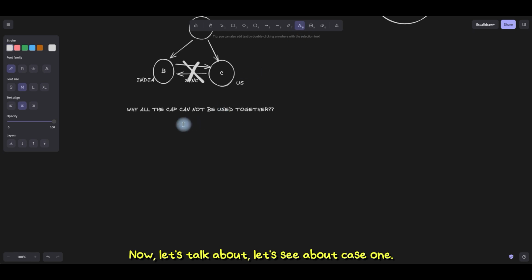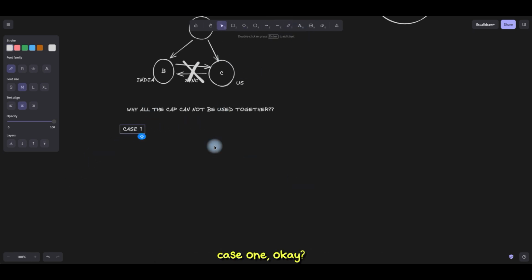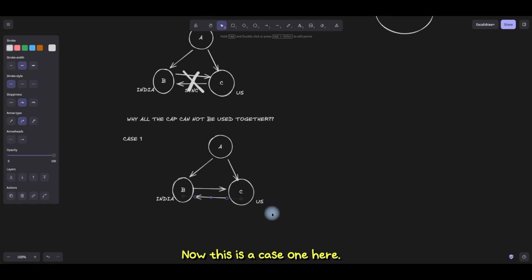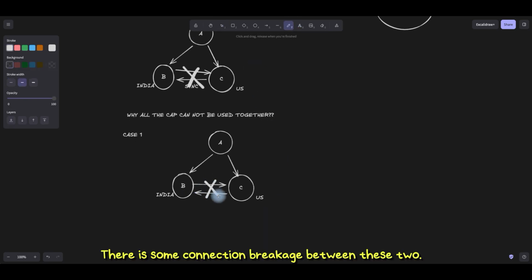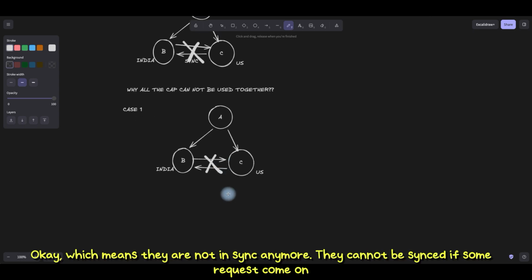Now let's see case one. Case one, okay. Here there is a breakage. There is some connection breakage between these two, which means they are not in sync anymore.